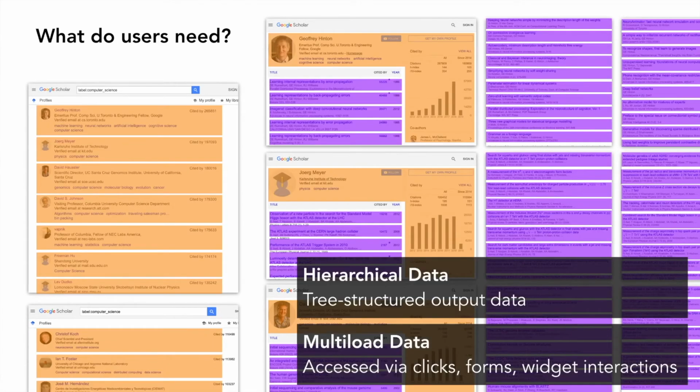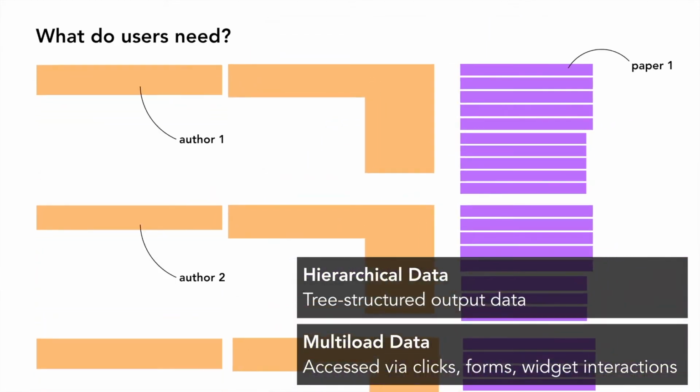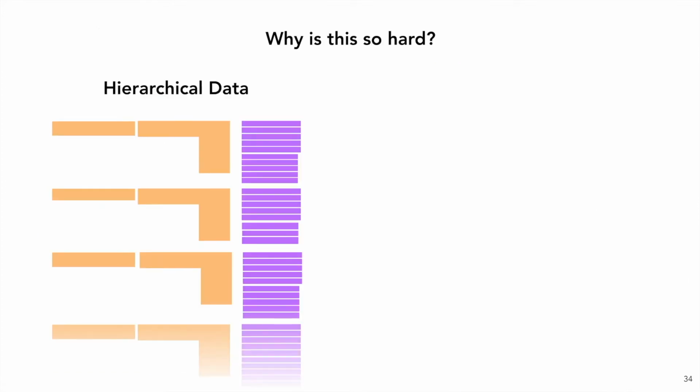And the other key thing is that they are getting hierarchical data. They're looking to get tree-structured output data. So they're not just looking for a table of authors. They're looking for a table of authors and a table of papers, and they need to maintain the links between those tables. So let's talk about why this is so hard.